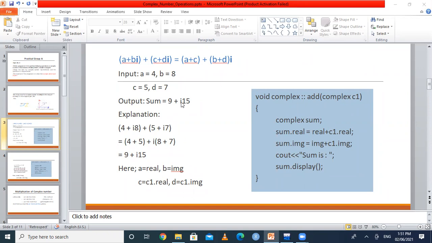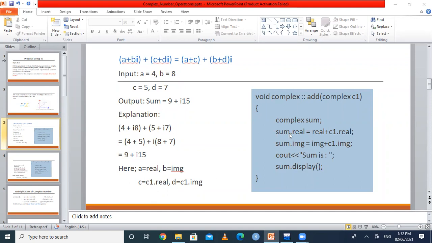Everyone listen carefully here. The addition of the real part is done and the addition of the imaginary part is done. The same thing you have to write in the programming language. So here we take variables like a equal to real and b equal to img, then c equal to c1 dot real and d equal to c1 dot imaginary.